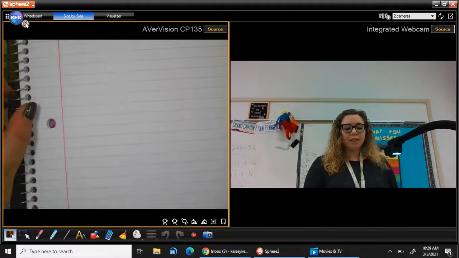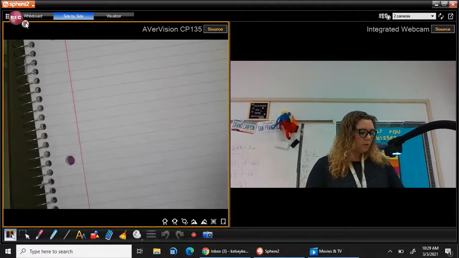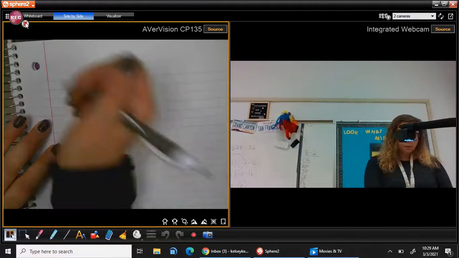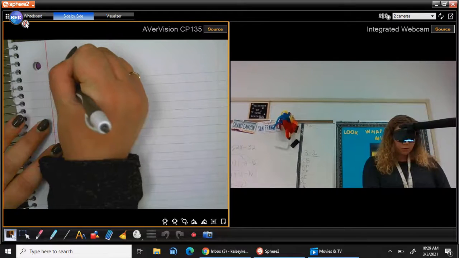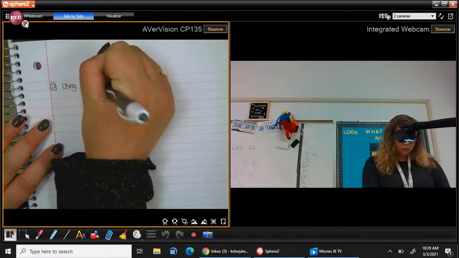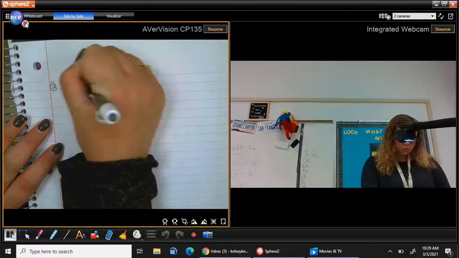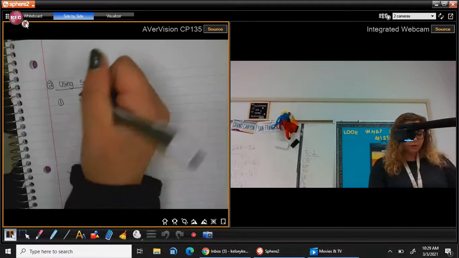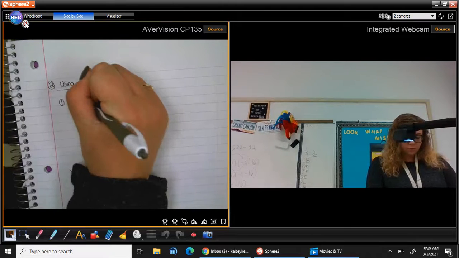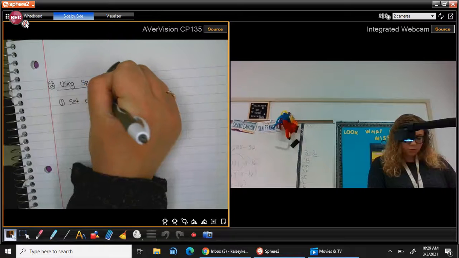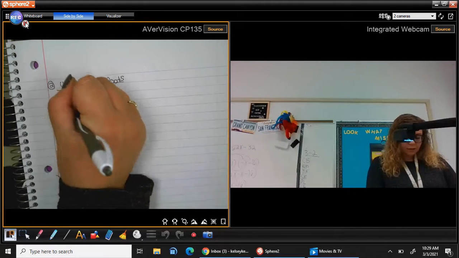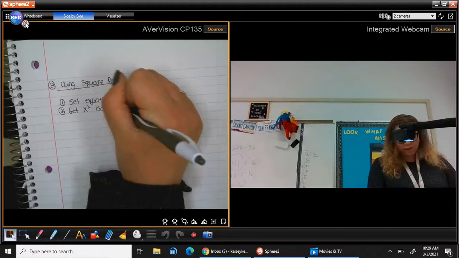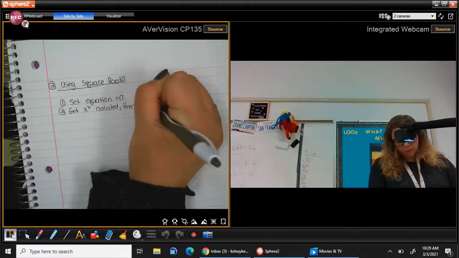Okay, the second method is using square roots. And so the first thing you're going to do, step 1, is set the equation equal to 0. Secondly, get x squared isolated, then find the square roots.